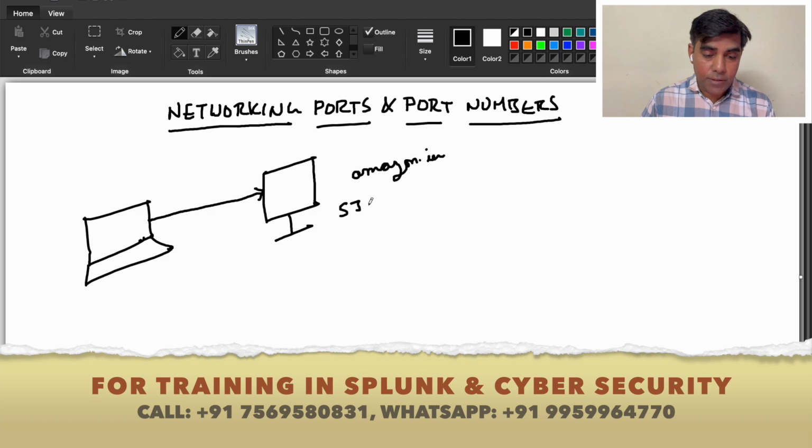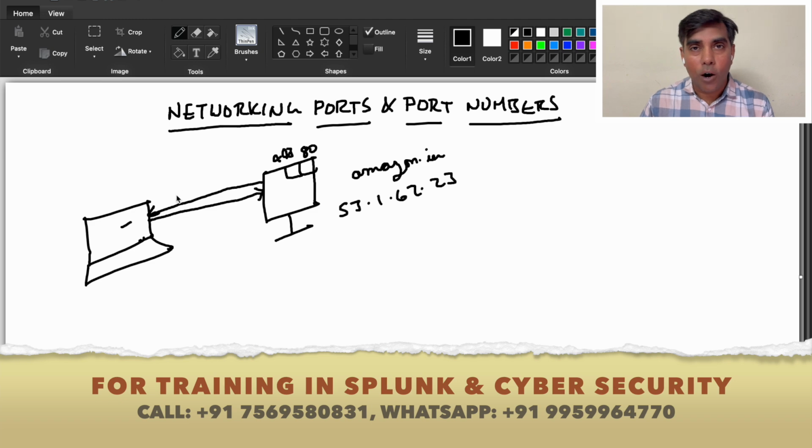Say for example some IP address, 53.1.62.23. If that is the IP address of the Amazon server, the request reaches there, and because it has to fetch the web page, it has to go to a particular port number called 80 if it is HTTP. We'll be discussing the port numbers later, but for now, it has to go to 80, or else to 443 for HTTPS. Likewise, it goes to a particular port number, fetches the web page, and then sends the response to the client again. That is how the port number works.